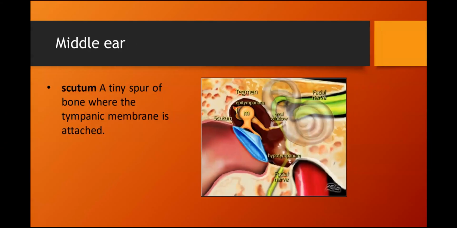Now, the middle ear is a box-like cavity. It starts laterally with the tympanic membrane, which is attached to a tiny spur of bone called the scutum. It is an important part because any pathology can cause erosion to this part, and the spread of the disease can be seen through it, just like cholesteatoma or any infection.